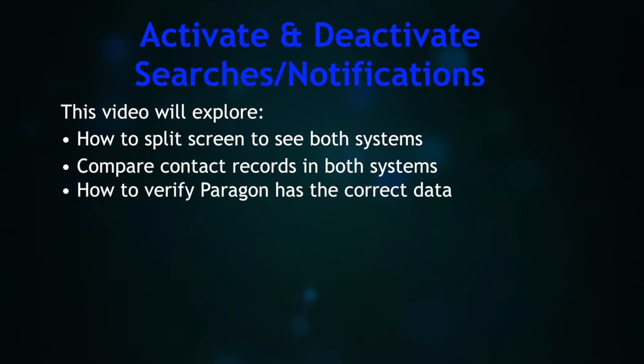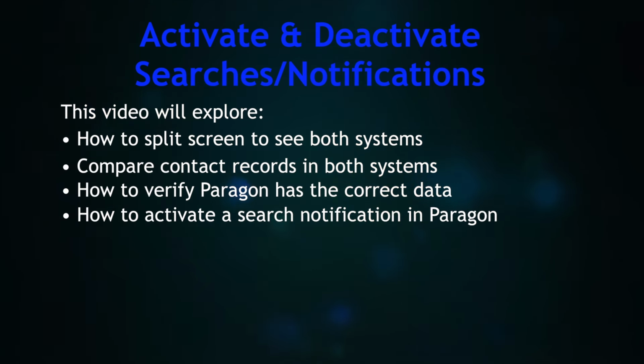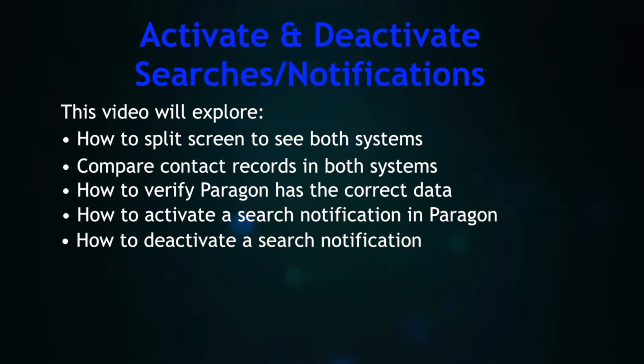We're also going to show you how to verify that the criteria is correct, how to activate the search inside Paragon, and then we want you to go back and deactivate the search notification in ML Exchange or Fusion. We do not want you to delete it. We want you to just deactivate it. That way, if you want, you can always go back into ML Exchange or Fusion and verify that the search criteria is exactly the same in both locations, ML Exchange Fusion versus Paragon.